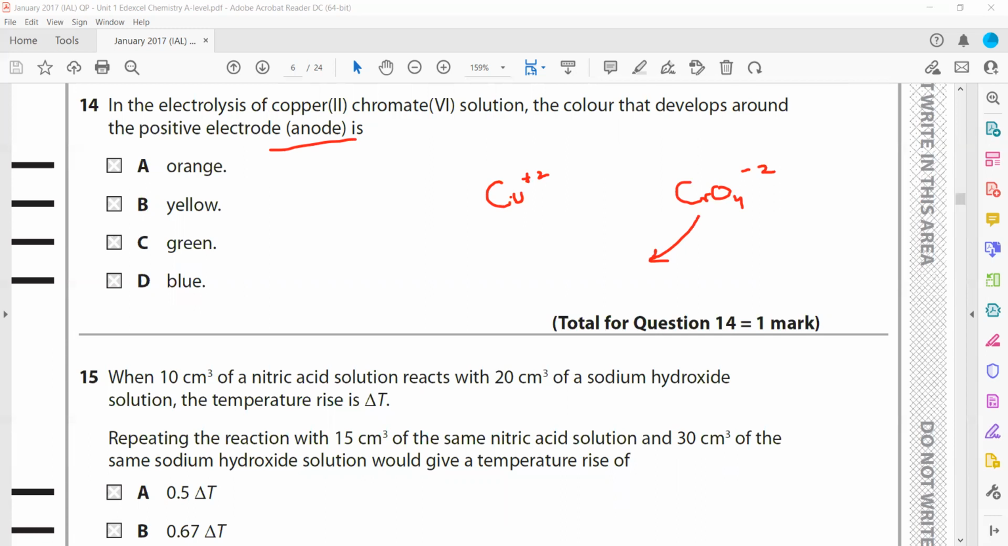And what is the appearance of the chromate ion when it is moving? Dichromate is orange in color and chromate is yellow in color. So we'll see yellow color move towards the positive electrode, the anode. And the copper ion, the blue ion, moves towards the negative electrode, because the formula of copper chromate is Cu 2+ and CrO4 2-.